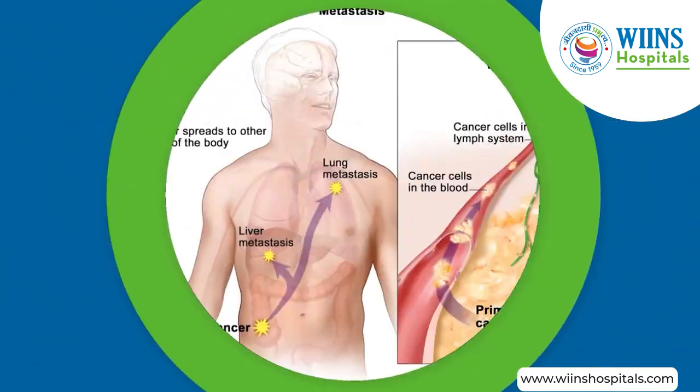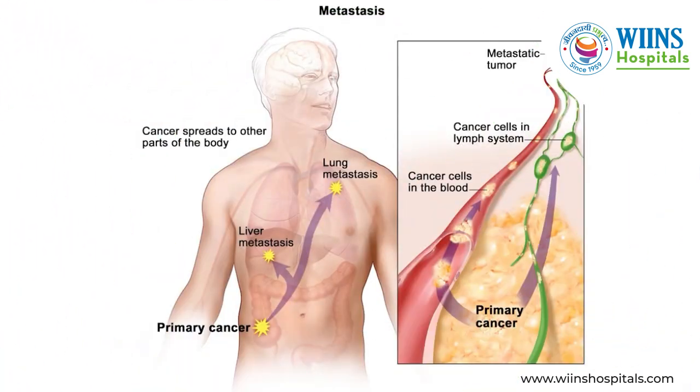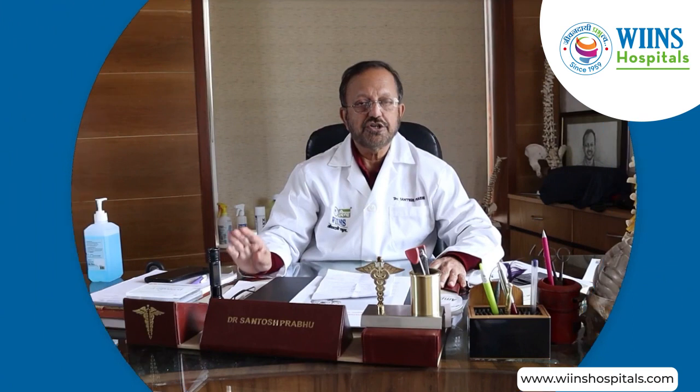And then the cells from this tumor spread through the bloodstream and reach the brain and form a tumor there. These are called secondary brain tumors, or they are also called metastases. And very often these metastases are malignant in nature, that means they are cancerous in nature.